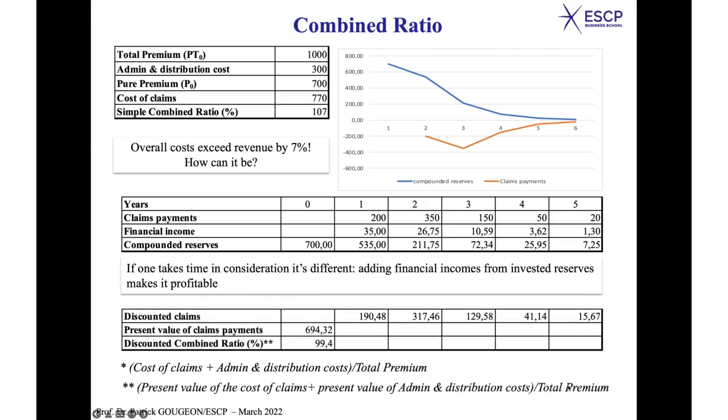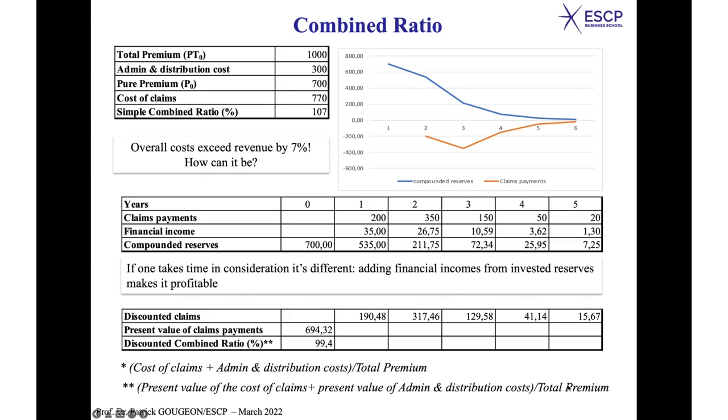So if you look at the present value of claims payments, the discounted claim payments using still 5% as a discount rate, you would find a present value of claims payment of 694.32. And the discounted combined ratio, looking at the present value of the cost of claims, plus the present value of admin and distribution costs over total premium, would be 99.4%. It would be below 100, meaning that the company finally is making a profit.